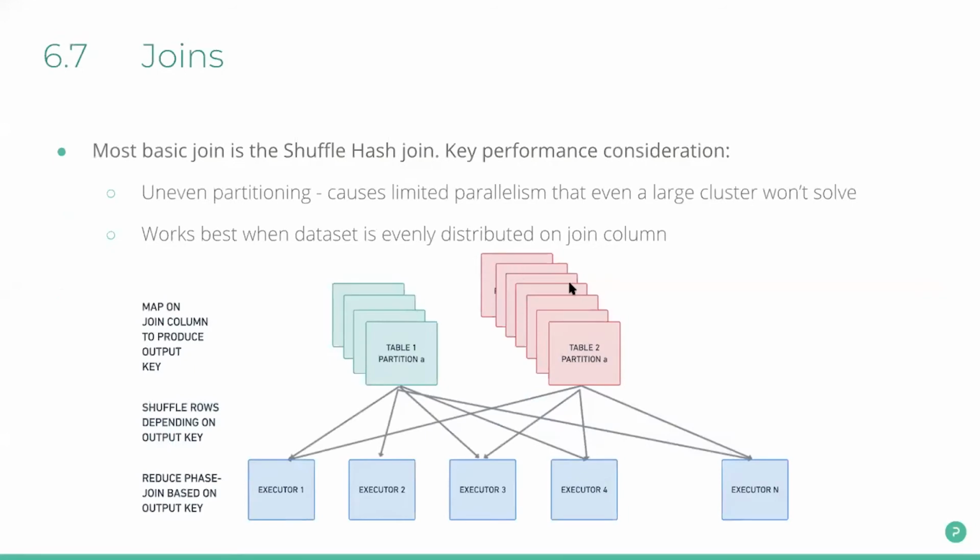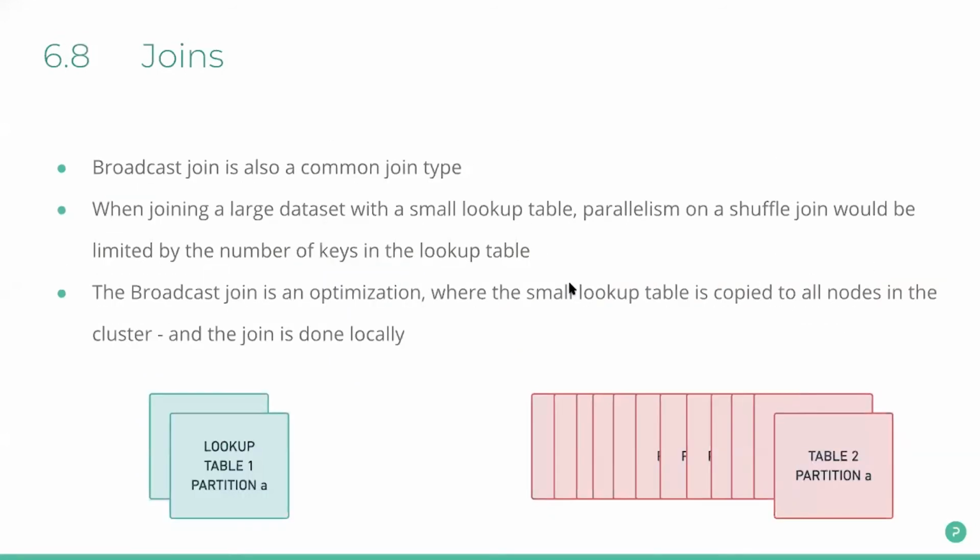because you have one data set that's really, really large and the other one that's really small. So you're not going to get a lot of parallelism in this case. So the broadcast join in this specific use case is an optimization.